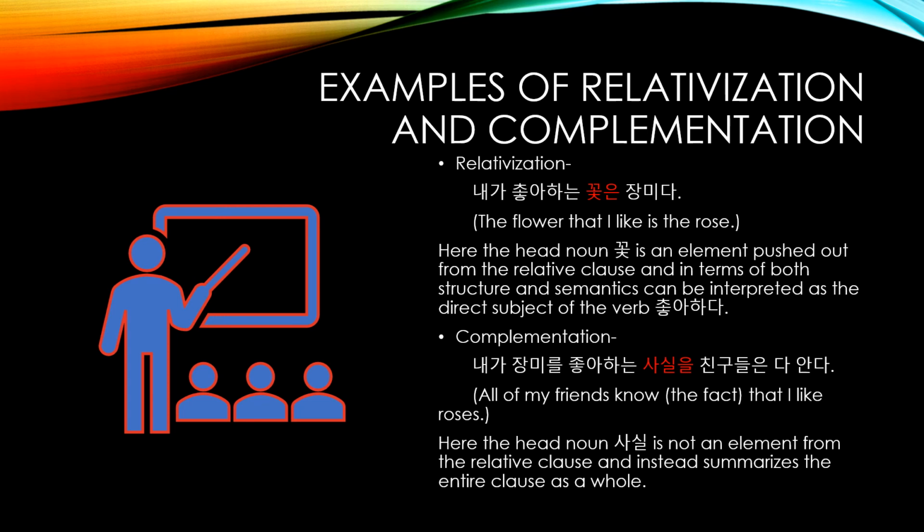In complementation, the sentence 내가 장미를 좋아하는 사실을 친구들은 다 안다. All my friends know the fact that I like roses. Here the head noun 사실 is not an element from the relative clause and instead summarizes the entire clause as a whole. So what that sentence with this relative clause in it is saying is that my friends know that it's a fact that I like roses. And so it's talking about the entire clause together and not just, as in relativization, the flower only.